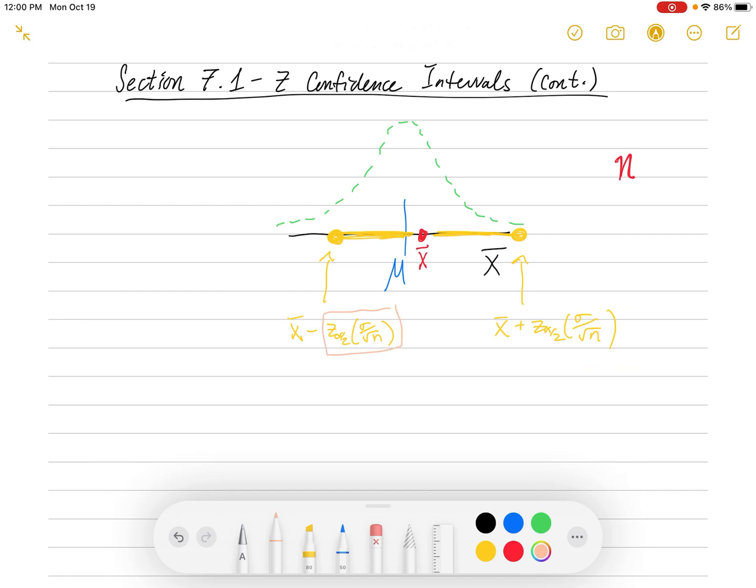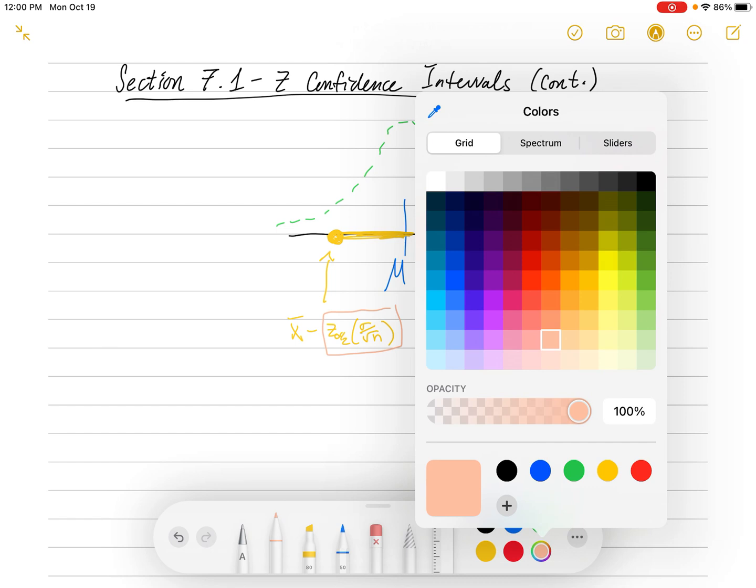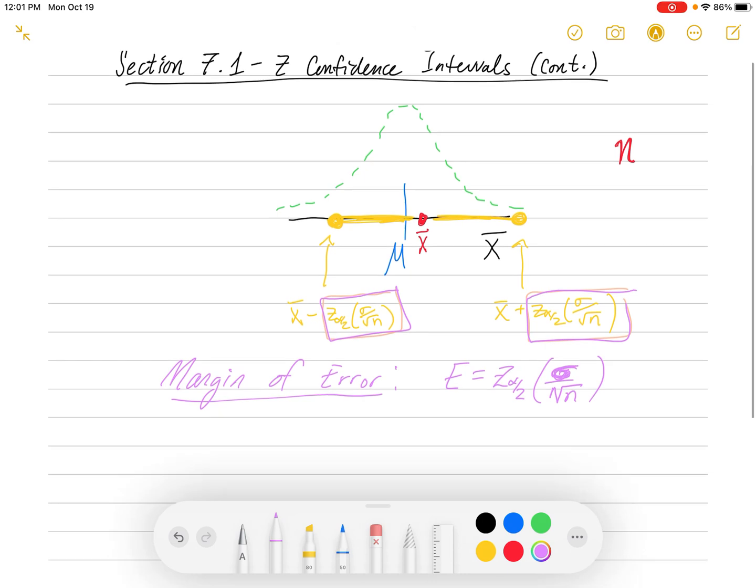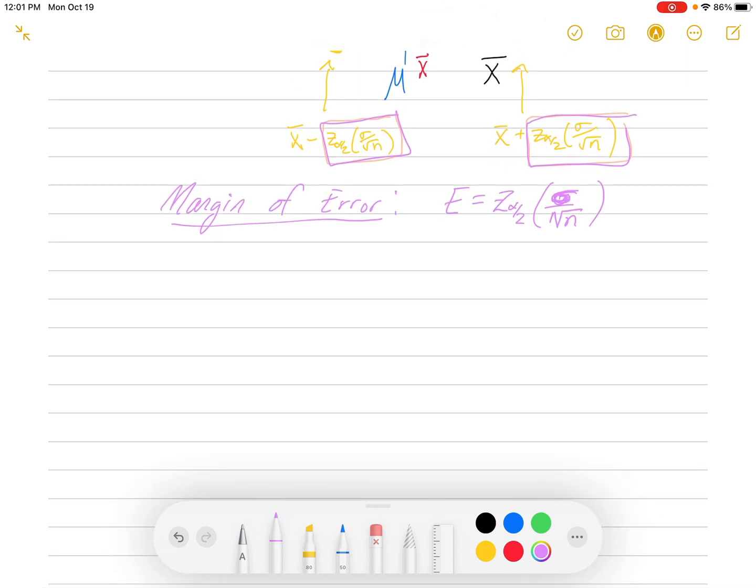Now, this thing that we called the number in the box here, we're going to give that a name. We're going to call that the margin of error. The margin of error right there. I'm going to make it in a purple box. So this is called the margin of error. We give it a name E, E for the margin of error. So the formula for the margin of error is Z alpha over 2 times sigma over root n.